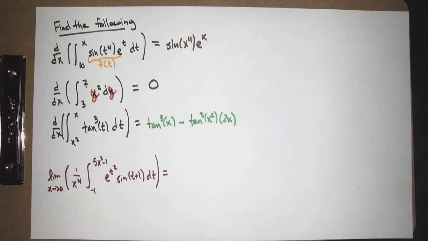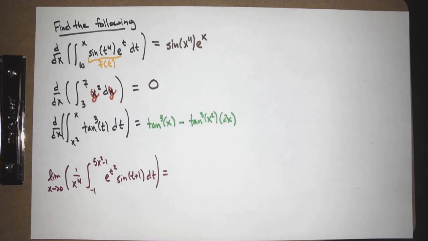All right. Now, one more to go. What's the limit as x goes to 0 of 1 over x to the fourth times the integral from negative 1 to 5x squared minus 1 of e to the t squared sine of t plus 1 dt? You're like, this is a crazy problem. You'd never ask this on a test. Except we did. This is from an old exam.